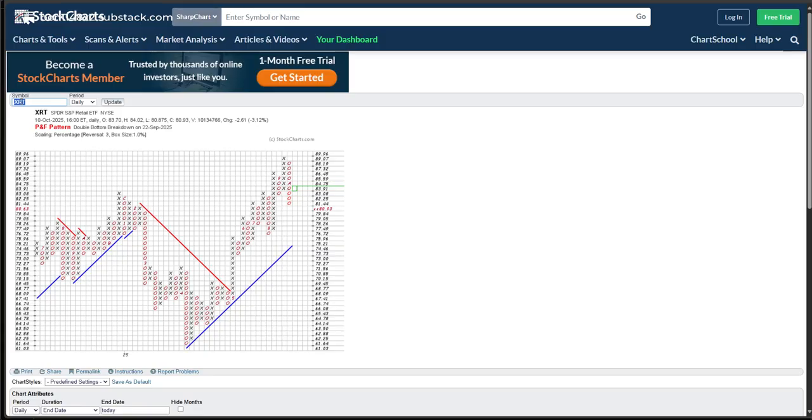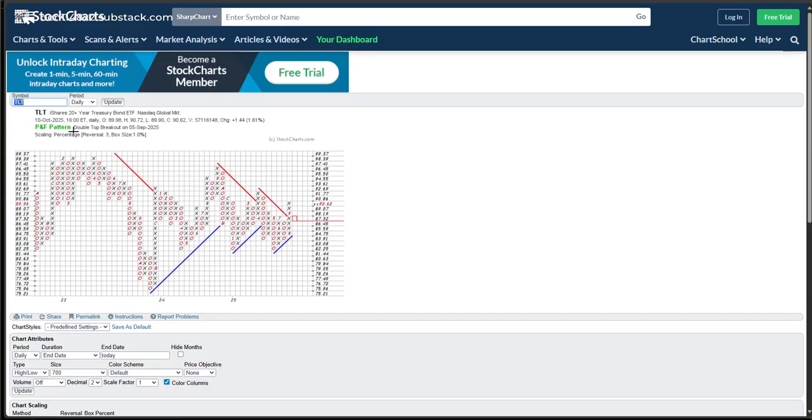Now we'll take a look at TLT, and we've got the opposite. We've got a double top breakout, and we've broken well above our prior downtrend, and if we see TLT move above like 93, I think that'll be a triple top breakout. So that one looks pretty good.